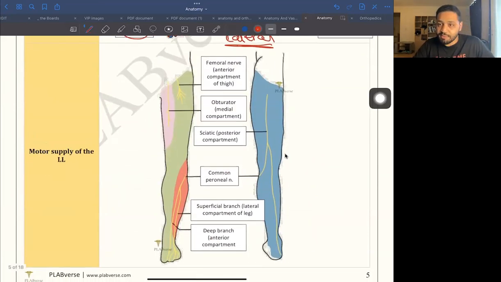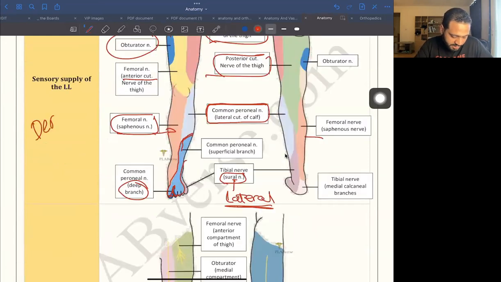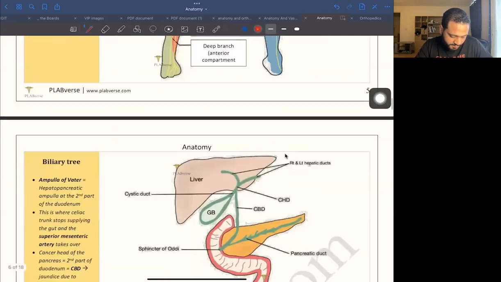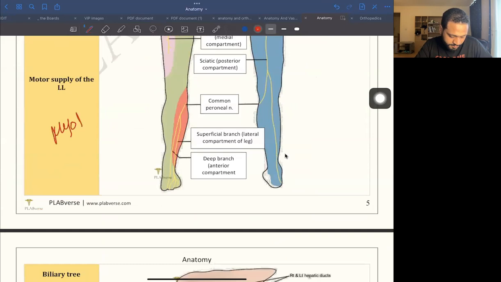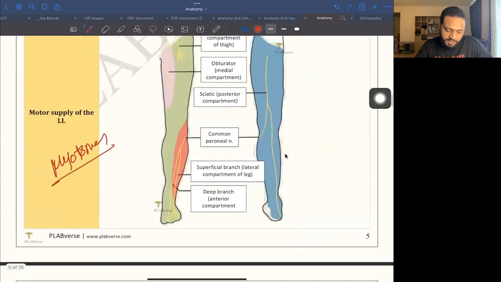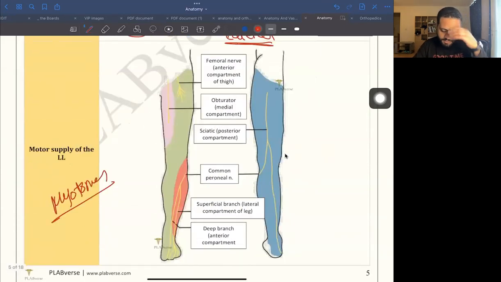So for the motor nerve supply, these are the myotomes. Here, guys, we were talking about dermatomes, and now you're talking about the myotomes. So what is a myotome? It supplies the muscles. So basically you have the sciatic nerve, and as you all know, the sciatic nerve has two branches.